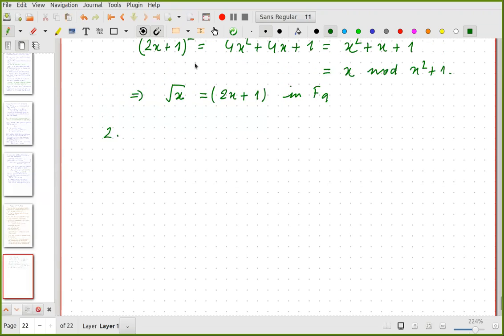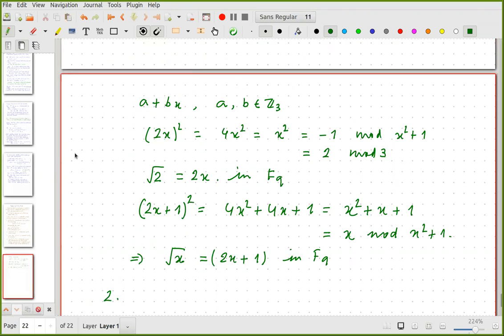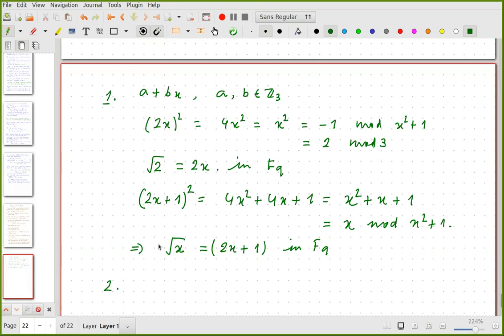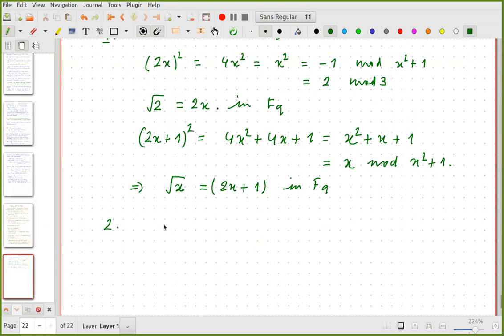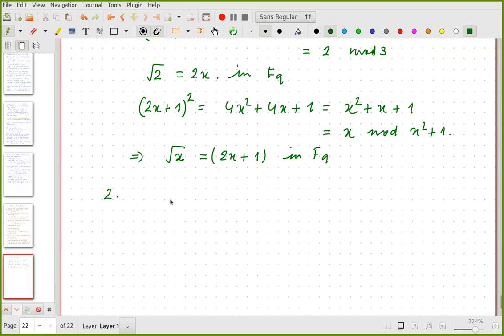So the first one is not really the full first one, it's just part of it, just mentioning the number. The second one: the polynomial is x cubed plus x squared plus 1 in F2.